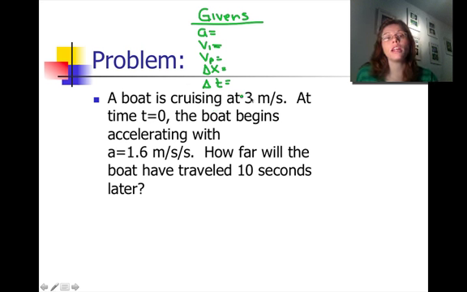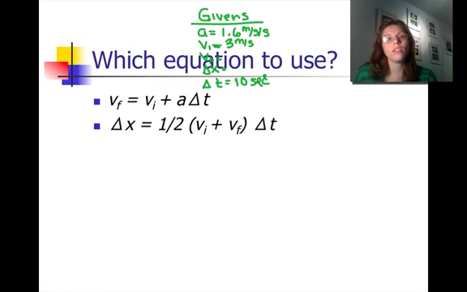So let's write out what we know for this problem. A boat is cruising at 3 meters per second, so that's the initial velocity. At time equals 0, the boat begins accelerating. That's easy, because I told us that. How far will the boat have traveled 10 seconds later? Okay. So whenever we work these problems out, we're going to have 3 numbers given to us, and we're going to have 2 blank spaces here, and I'll tell you what to do with that in a second.